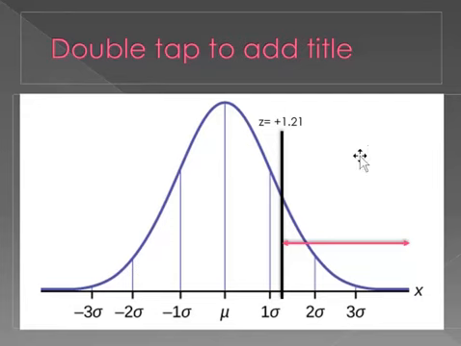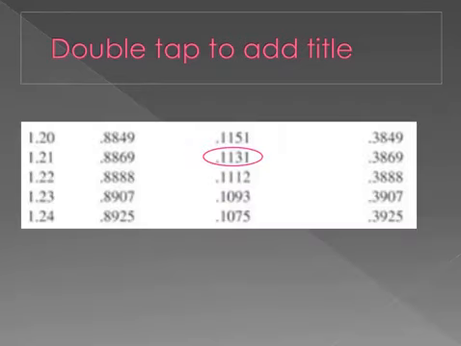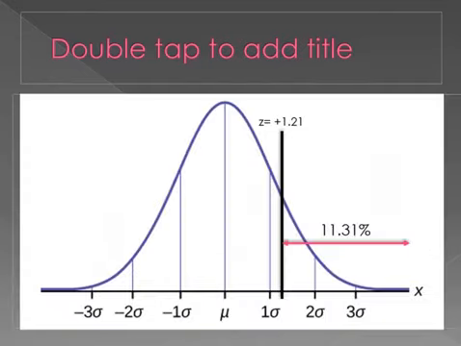Are we looking above? Are we looking in the tail? Are we looking in the body? Are we looking at mean to z? Well, it should be pretty obvious if we're looking for the proportion at or above a z-score of plus 1.21. We are looking in the tail, right? So we find our z-score of 1.21. We go over to find the proportion of scores in the tail. That's 0.1131, right? 0.1131.